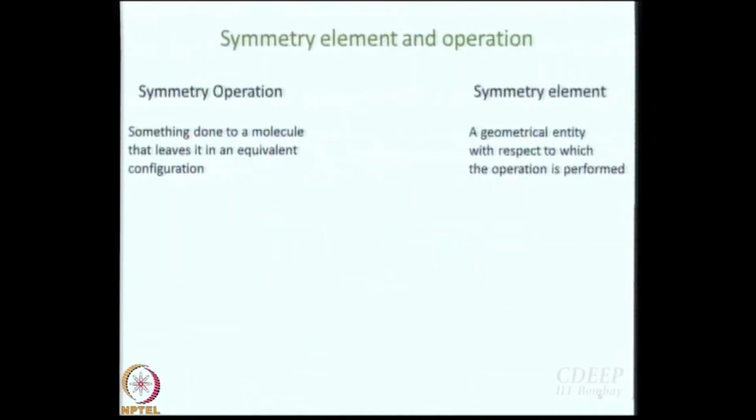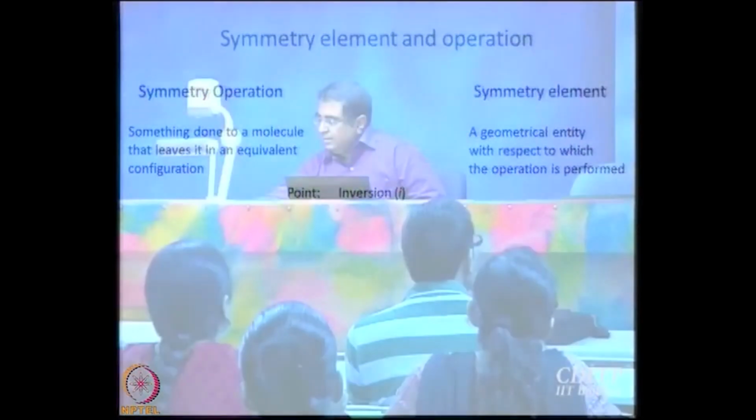Alright. Now, so what is a symmetry element? We have said what is an operation. What's an element? Yeah. So, a point, a line or a plane with respect to which you bring about the change. Okay. A geometric entity, geometric is better, with respect to which the operation is performed. And this geometric entity of course has to be a point, a line or a plane. And as we perhaps know already, the symmetry operation that we perform with respect to a point is called an inversion.